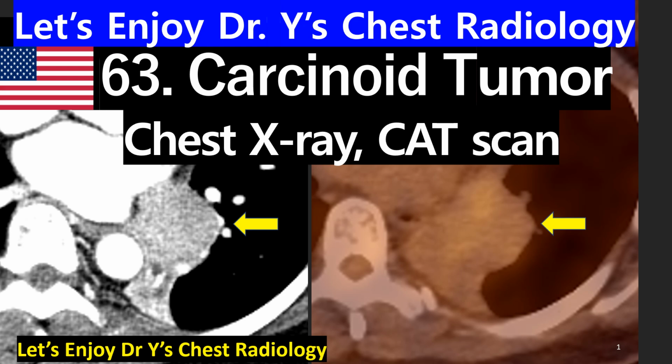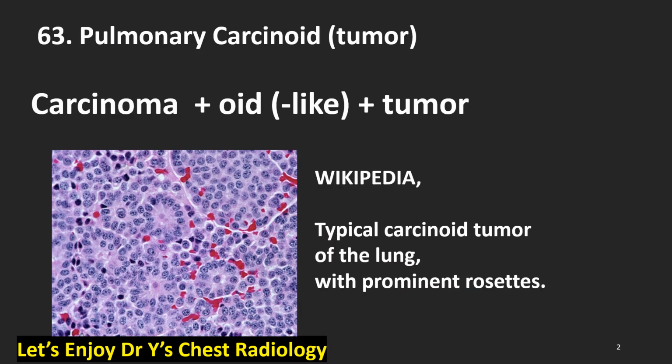Lesson 63, carcinoid tumor, chest X-ray and CAT scan findings of pulmonary carcinoid tumor. Let's go. We're going to talk about the chest radiographic and CAT scan findings of pulmonary carcinoid tumors.